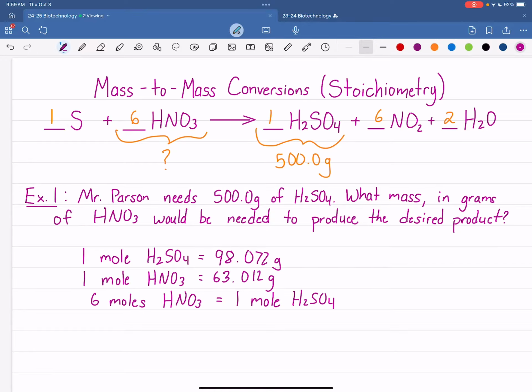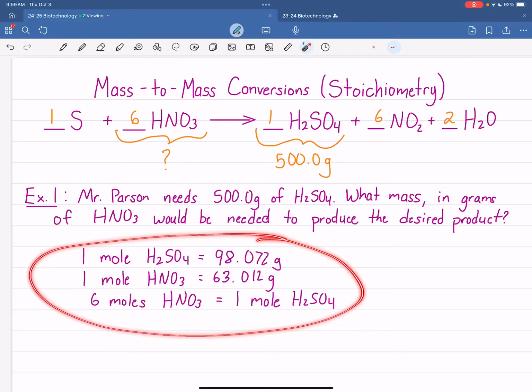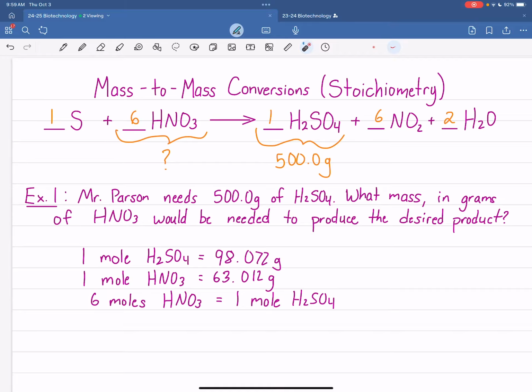So here's the idea of how to actually go about solving a mass-to-mass conversion. We have a desired amount in grams of H2SO4. So just like any of our other problems involving these t-tables and conversions, the 500 grams will be our starting value. That's how we'll start off the t-table. And our goal is to get from grams of this chemical to the grams of this chemical. This is all the information that I think we should need. I don't think we need anything beyond that.